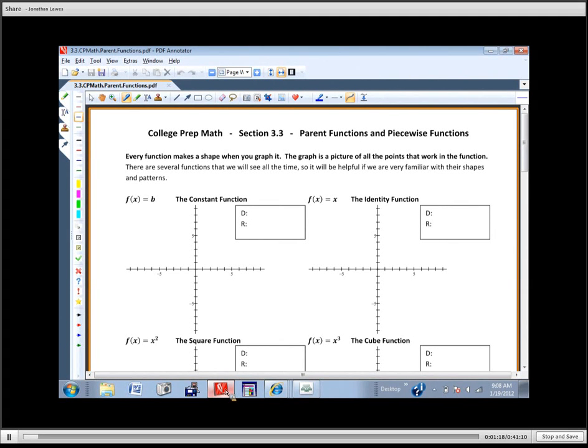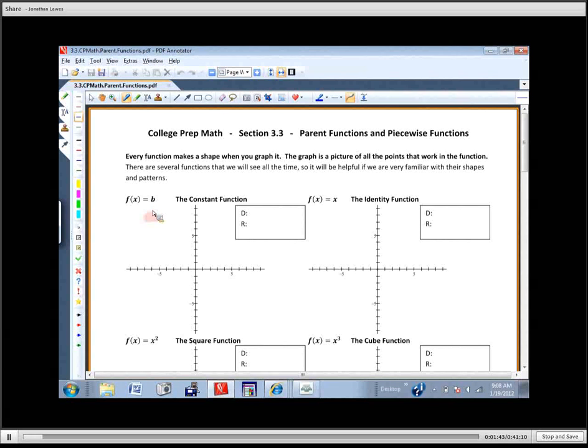Just as a reminder, the graph is a picture of all the points that work in the equation. So remember, if the point works in the equation, then it's on the graph. If it's on the graph, then it works in the equation. So the first one we're going to go over is called the constant function. The example I've got here is f of x equals b. Well, b represents a number, and remember, y is the same as f of x, so this would be y equals a number.